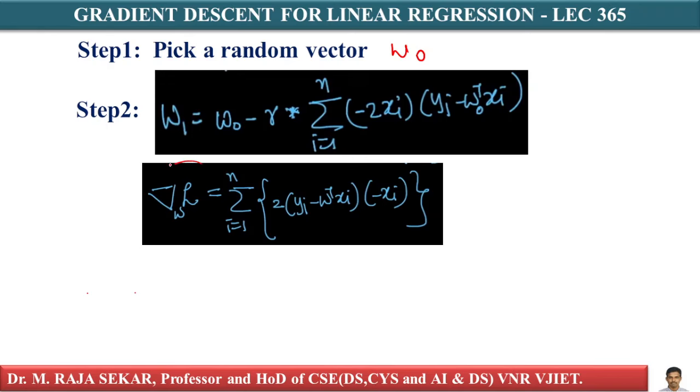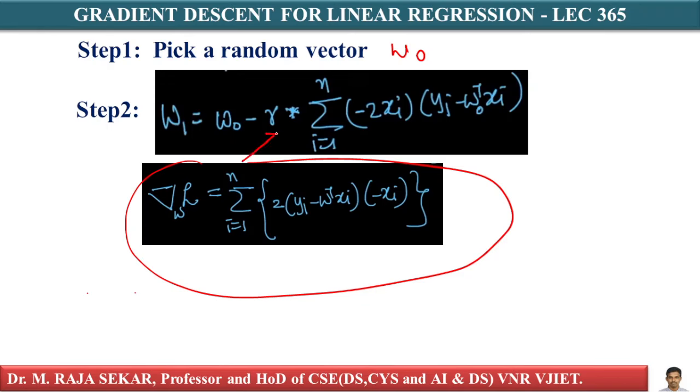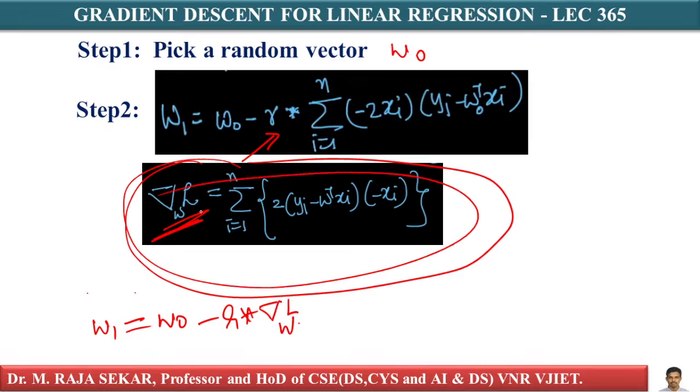Well, how did you get it? Because of this R into, what is the formula? This is essentially W1 equal to W0 minus R into, instead of dy by dx, I must write del of L with respect to W. We already calculated del L with respect to W. That's what I'm substituting here, isn't it?